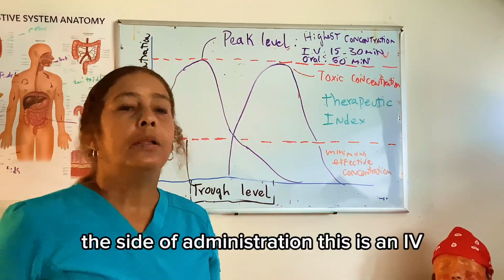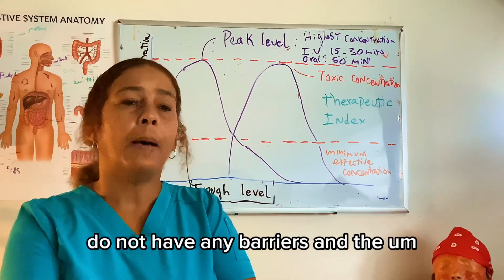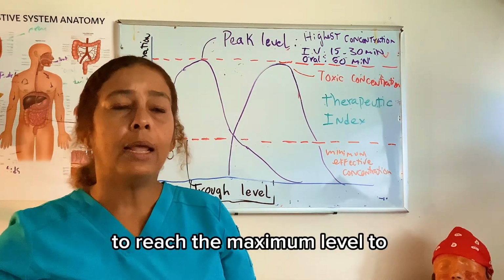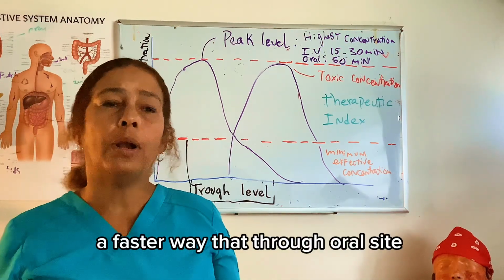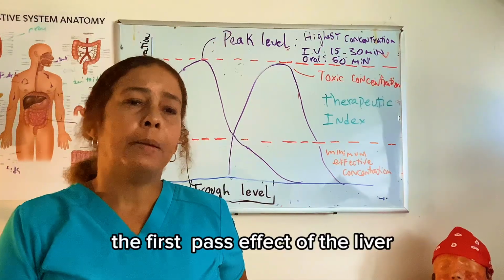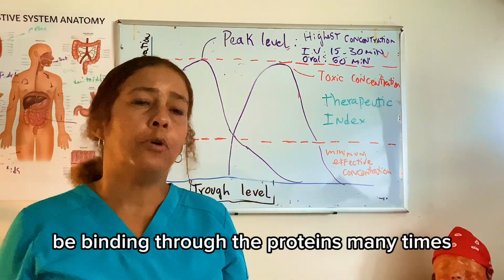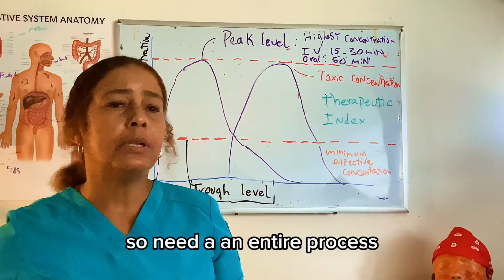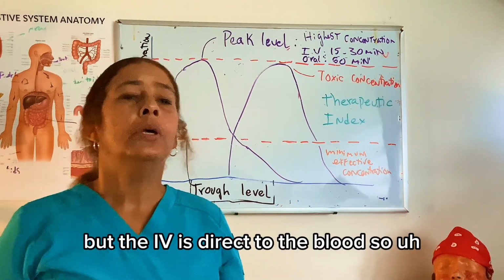If it's an IV, there aren't any barriers, and the medication is going to reach the maximum level faster than through oral, where it has to pass through the stomach, the first pass effect of the liver, and binding to proteins many times. So it needs an entire process, but the IV is direct to the blood.